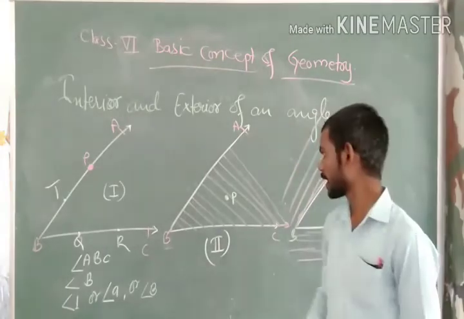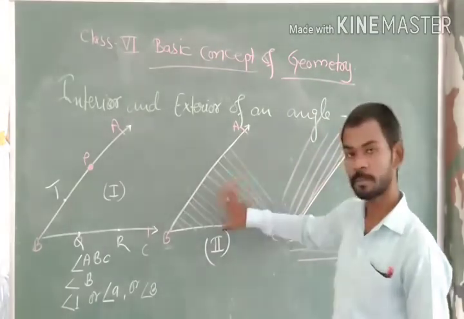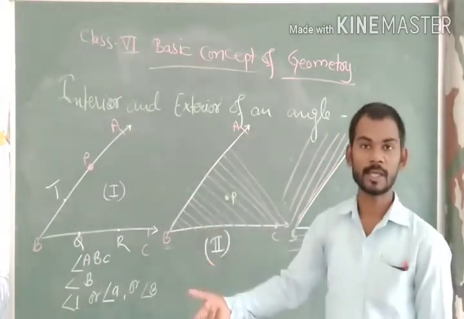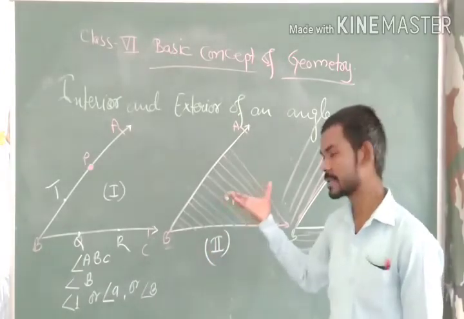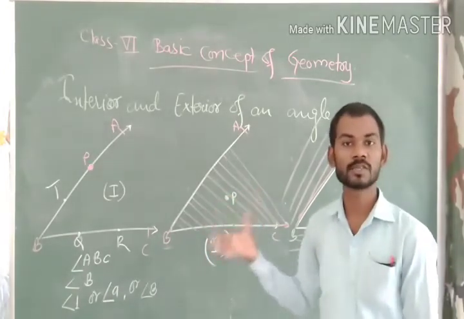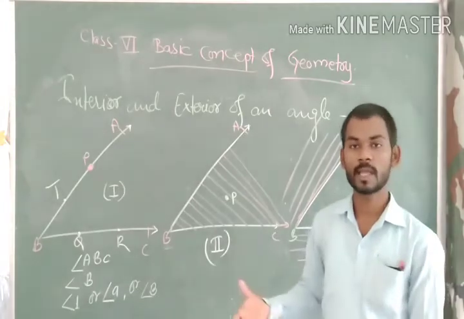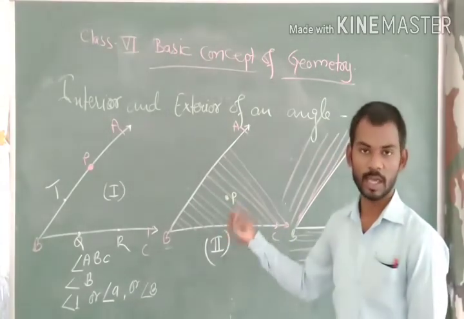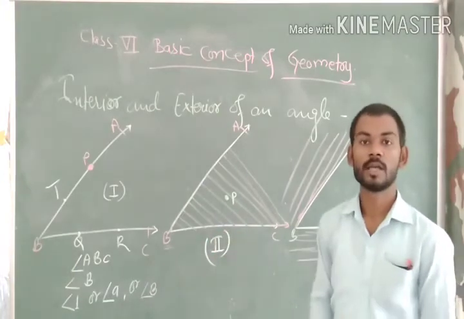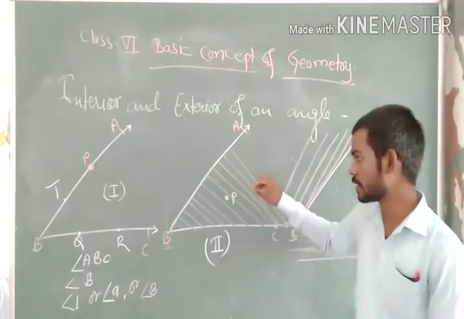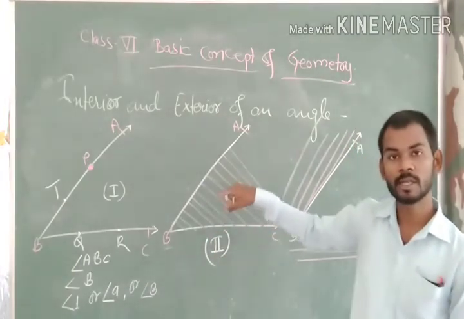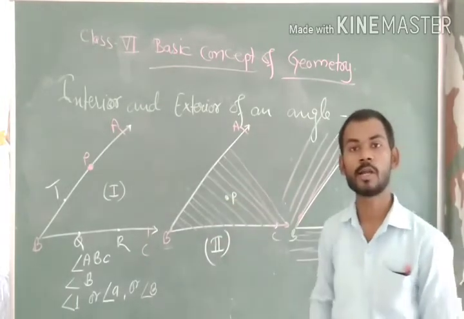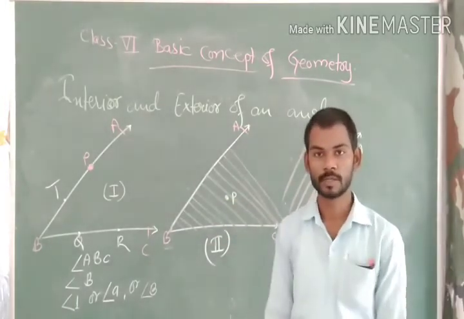Here we can see that the shaded part lies inside the angle. So this region, this area, is called the interior of the angle. And the point P, which also lies inside the angle, that is in the interior of the angle, is called an interior point.